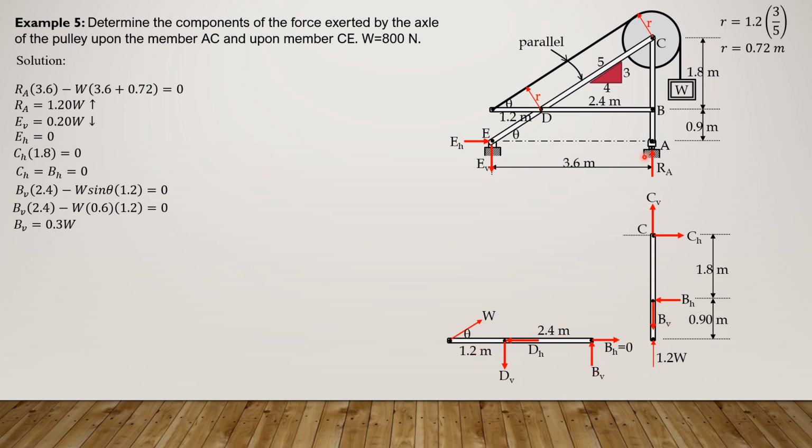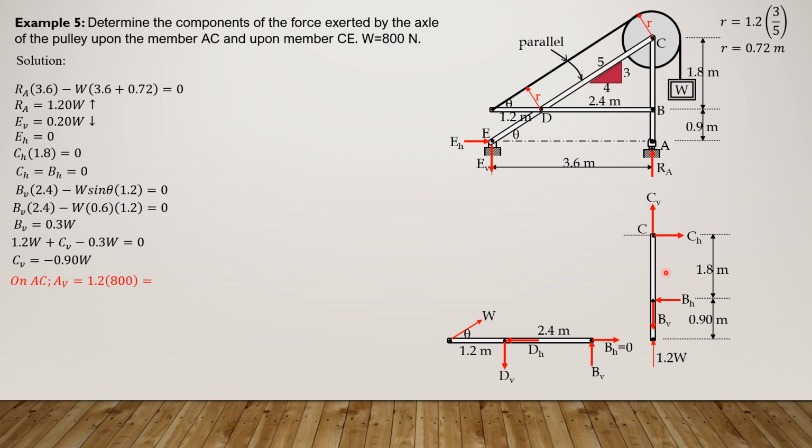So from there, if we sum up forces vertical, we know that C sub H is 0, summation forces vertical, we can now solve for C sub V. So 1.2 W, summation forces vertical, this is the equation, plus C sub V minus B sub V, or minus 0.3 W equals 0. So C sub V is negative 0.9 W. That means that C sub V is 0.9 W and it is downward.